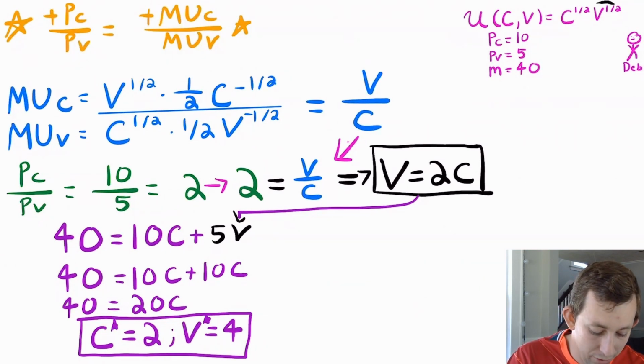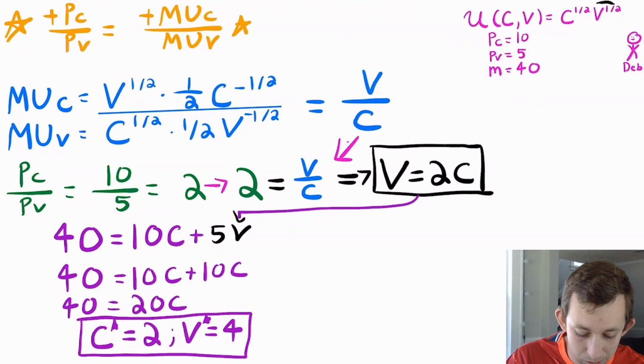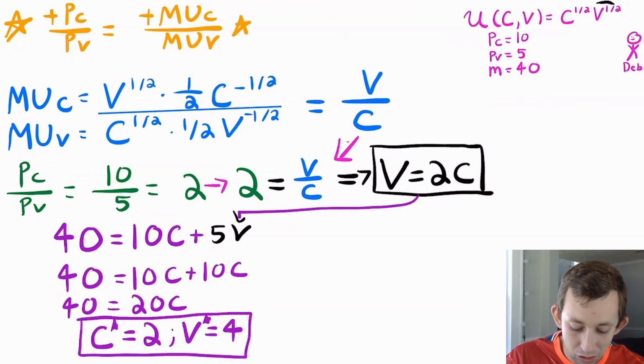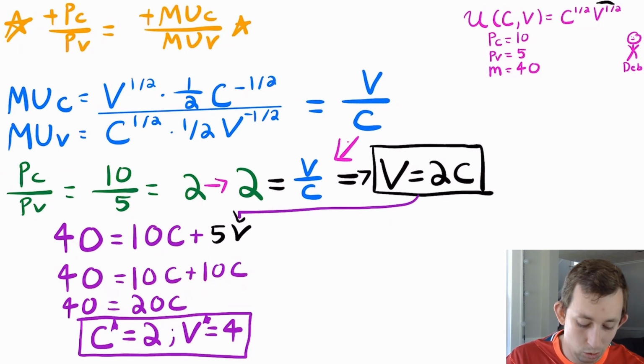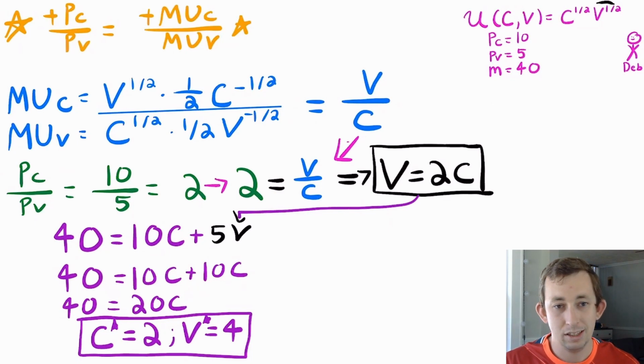The price of Chipotle over the price of veggies is 10 over 5, which is 2. So 2 equals V over C, so V equals 2C, which means that however much Chipotle I buy, I double it, and that tells me how many veggies I buy. And that's useful because I've got a budget constraint with two variables in it. I've got 40 as 10C plus 5V, which means that I can substitute 2C in for V, which means that 40 is 10C plus 10C, which is 20C, which tells me that C star is 2. And if C star is 2, then 2 times 2 is 4, so my V star is 4. And that is the solution to Deb's utility maximization problem.